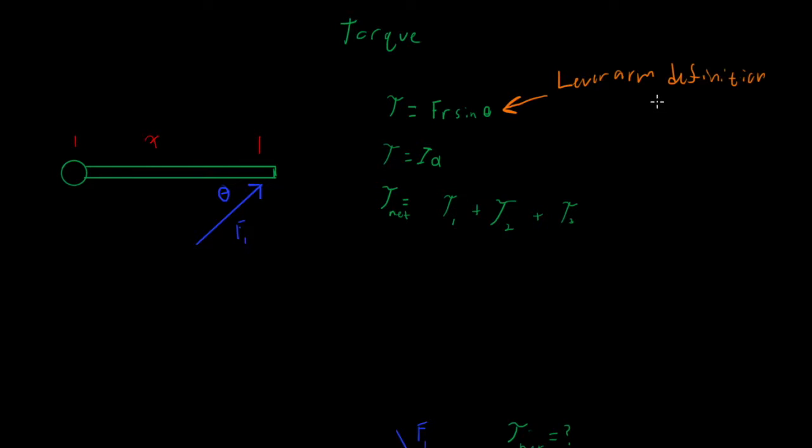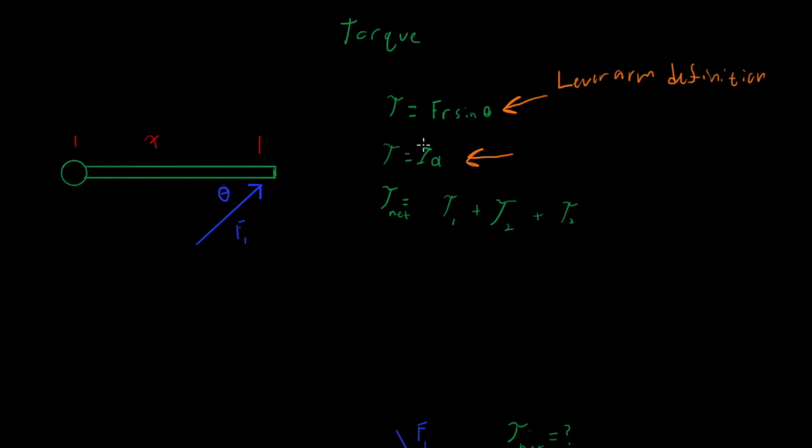The lever arm definition is useful because it helps us break up these forces when they are coming in at angles, which happens frequently enough. It is going to allow us to focus only on the part of the force that's actually perpendicular to the rotating object. And then we have this second definition.